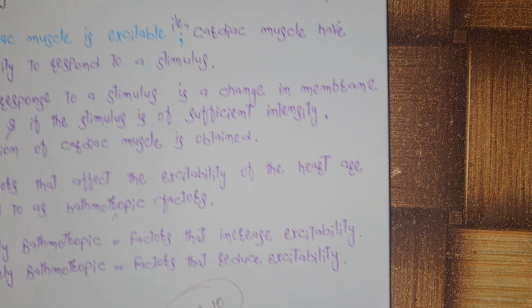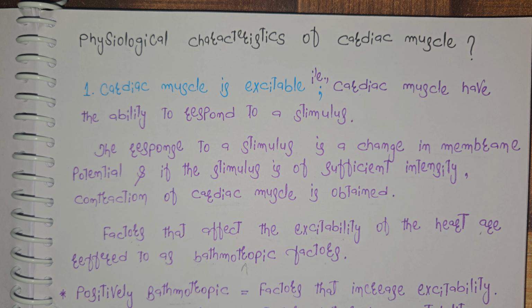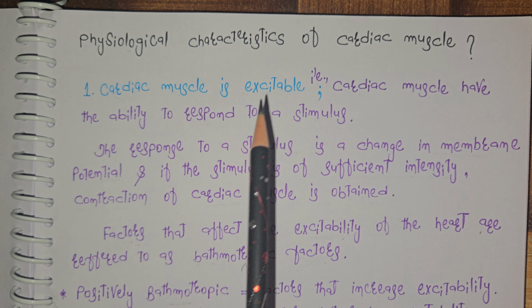This question is the physiological characteristics of cardiac muscle. It's a very big question. We will study it in 2 parts. This is the part first. In this part, we will study first 5 physiological characteristics. In the next video, we will study the next 5 physiological characteristics of a cardiac muscle. So let's begin. The first physiological characteristics of cardiac muscle is excitable.